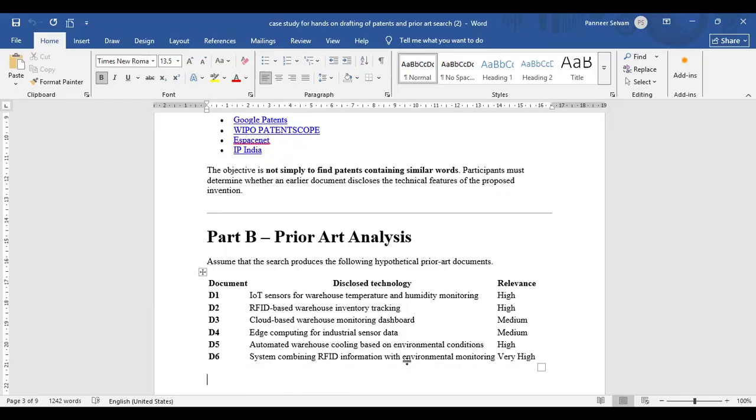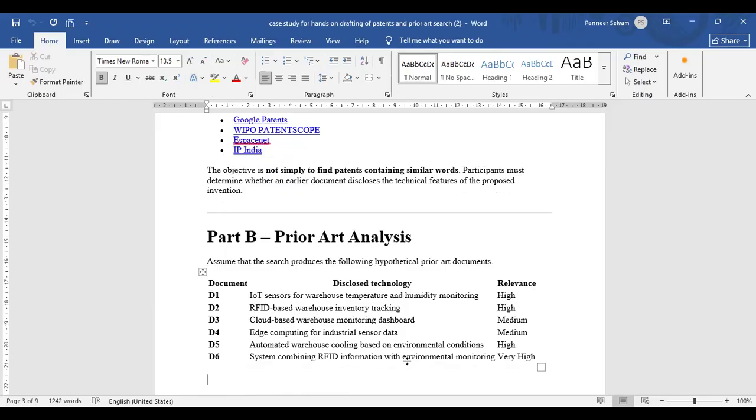Document 4 concerns edge computing for industrial sensor data. Document 5 relates to automated warehouse cooling based on environmental conditions. Finally, document 6 describes a system combining RFID information with environmental monitoring.